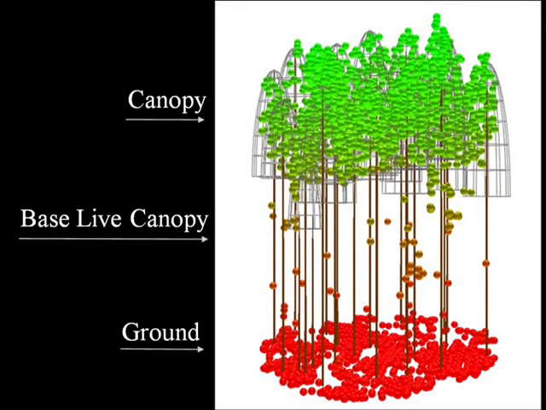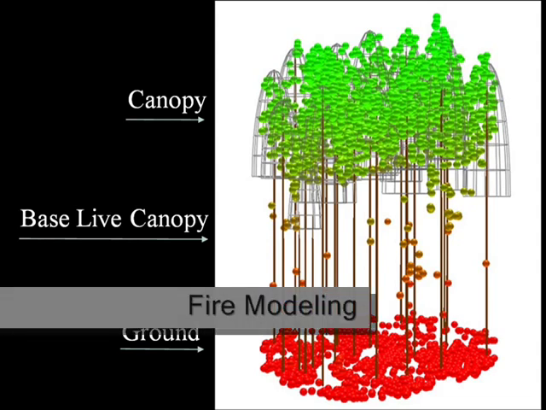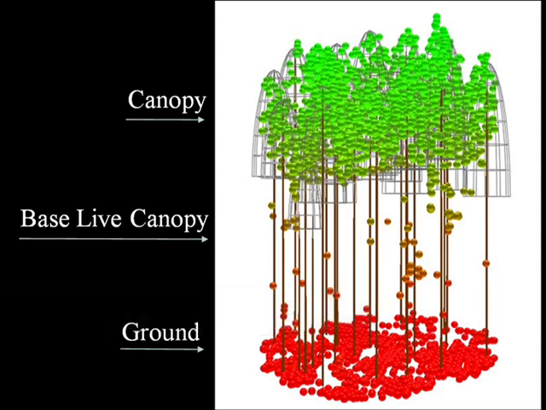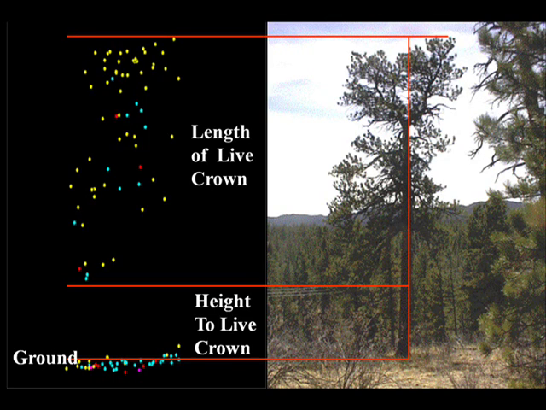Much of the same data is applicable to fire modeling in forests. For example, the height to the base of the live canopy in a forest is an important parameter for modeling fire risk. LiDAR can be used to estimate this height by classifying pulse returns from the forest canopy.